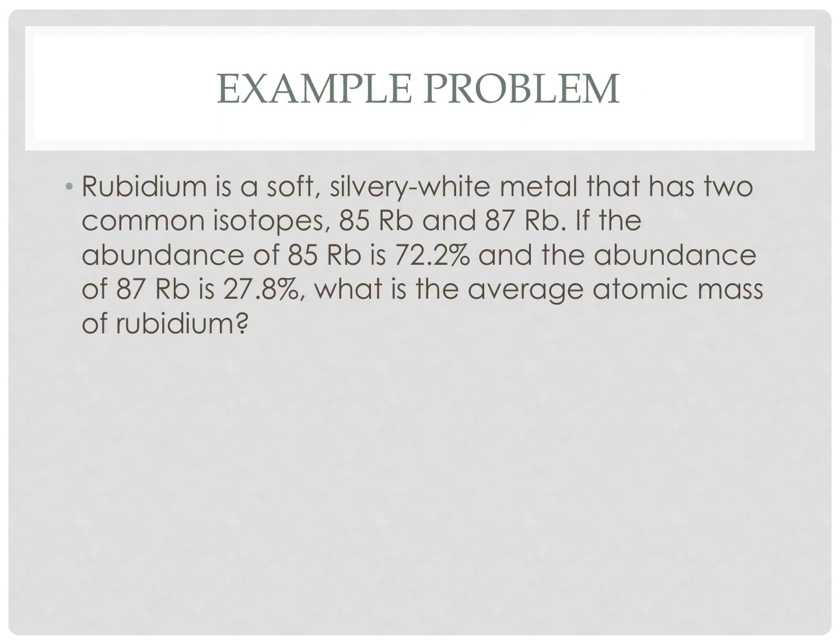Okay, we're going to do one practice problem together, and then you'll end up doing 3 without me throughout the class period today. So rubidium, it's a soft, silvery white metal, and it has 2 common isotopes, 85 Rb and 87 Rb. This 85 and 87, these are the mass numbers. If the abundance of 85 Rb is 72.2% and the abundance of 87 Rb is 27.8%, what's the average atomic mass?